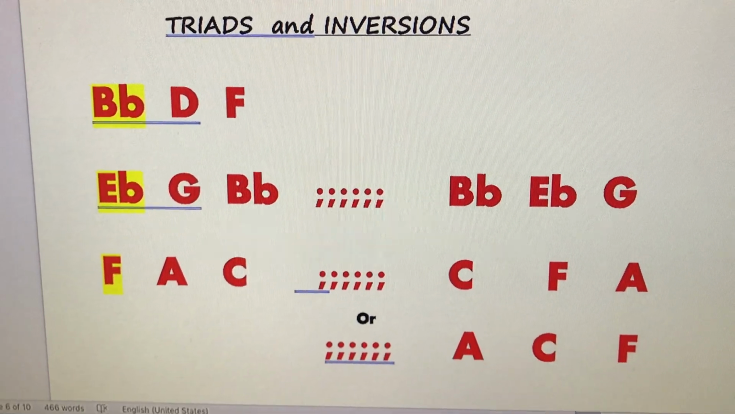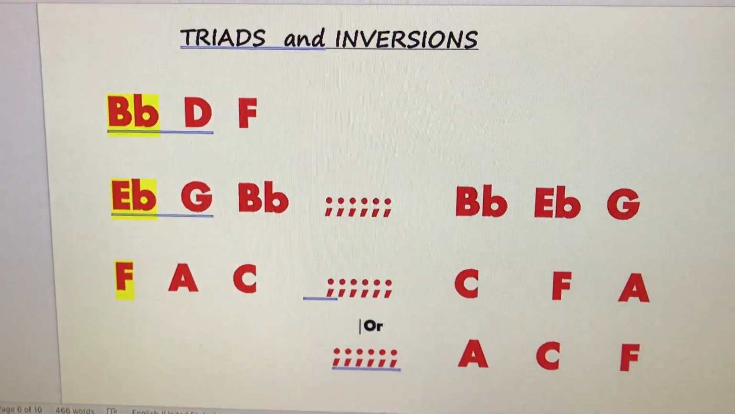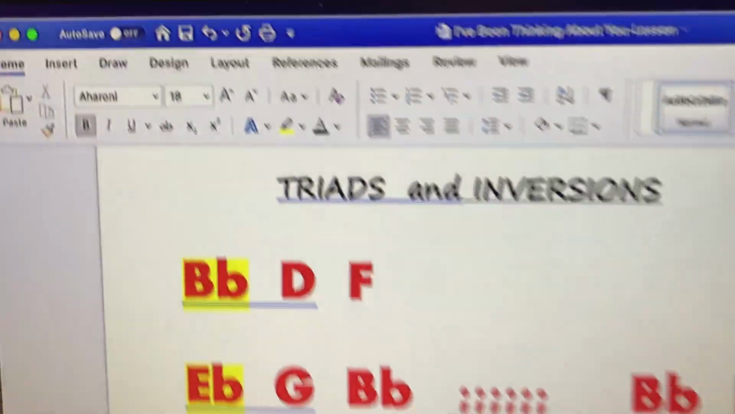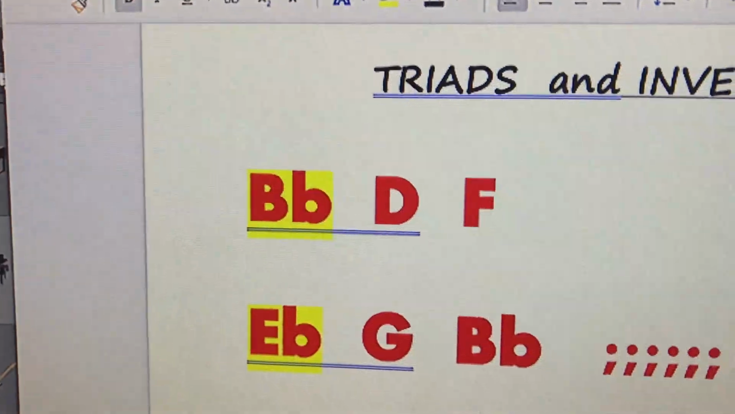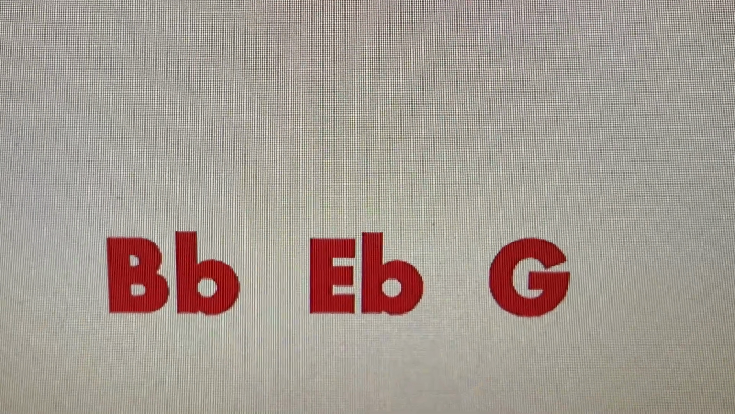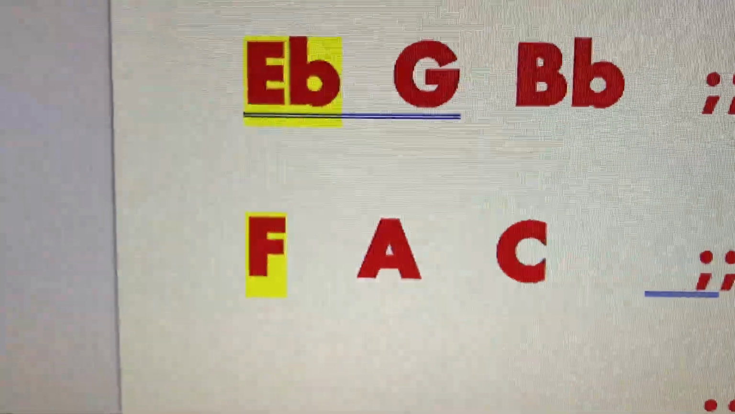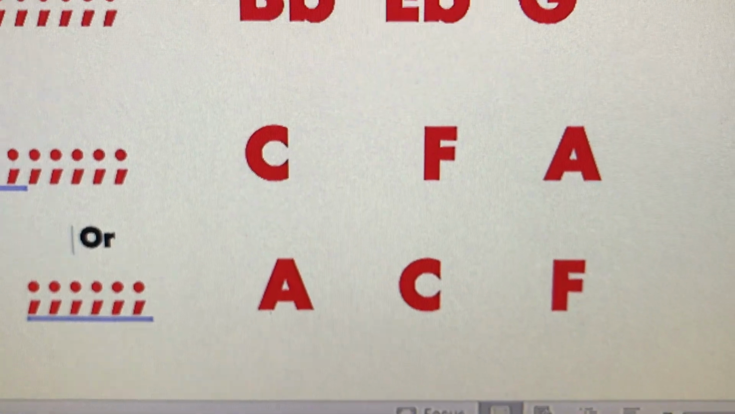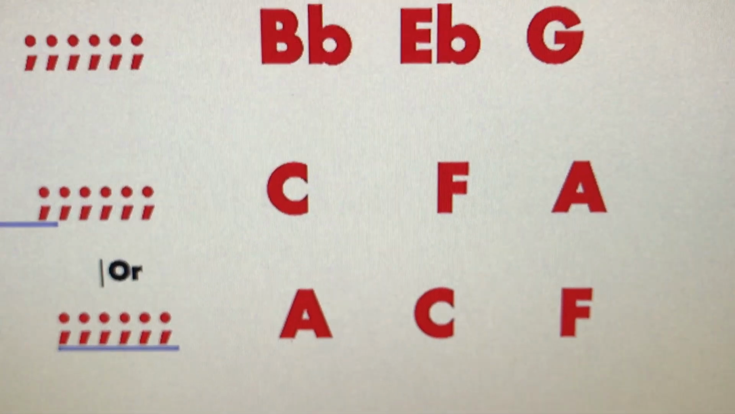Alright, I just want to give you a chance to play these chords as you're looking at them. Got the B flat chord, you've got the E flat chord, E flat, G, B flat. You can also use this inversion of the E flat chord. Got the F chord. And there's two different inversions of the F chord that I used in this song.